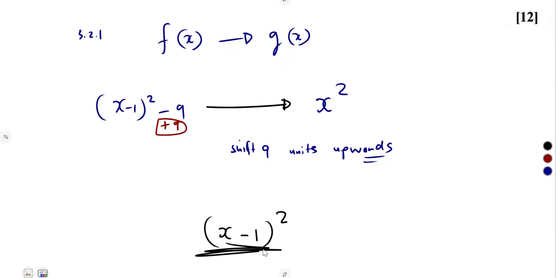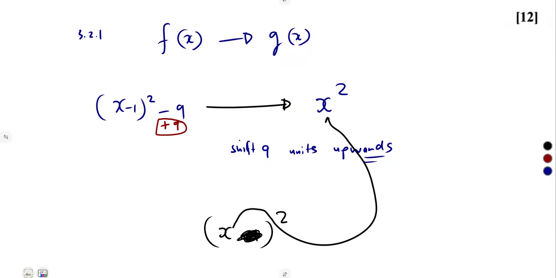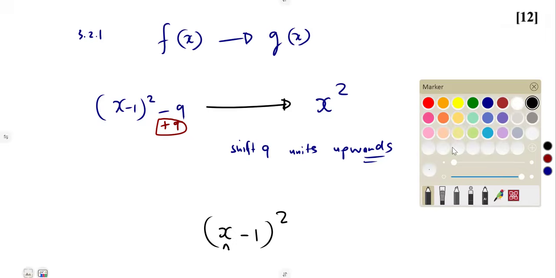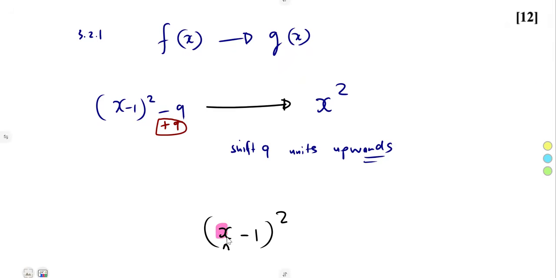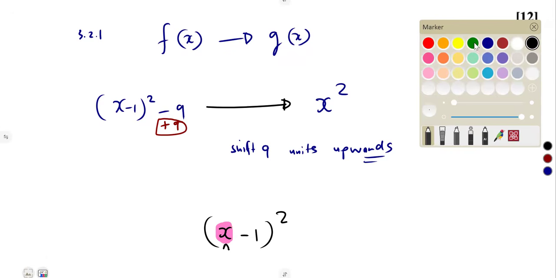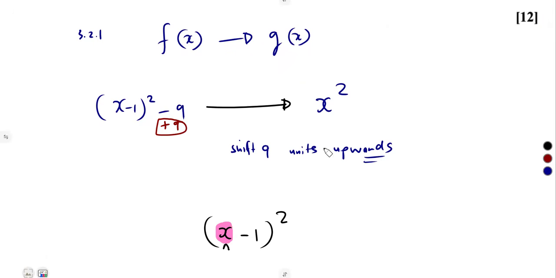So what happened here? What happened to get x squared? In order for us to neutralize this negative one so that we remain with x squared, which is this one, what are you going to do? In place of x there, we substituted to give us this x squared. We substituted x plus 1.